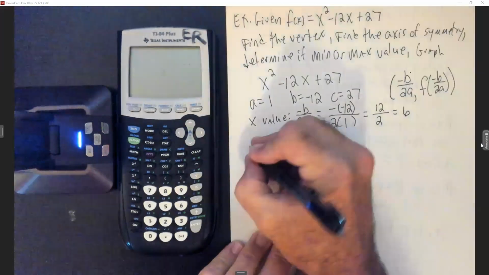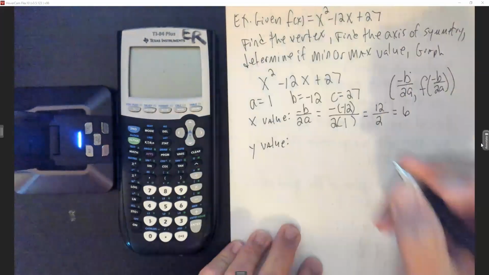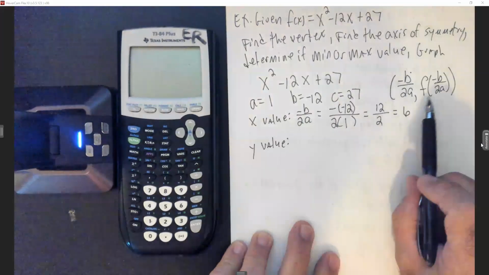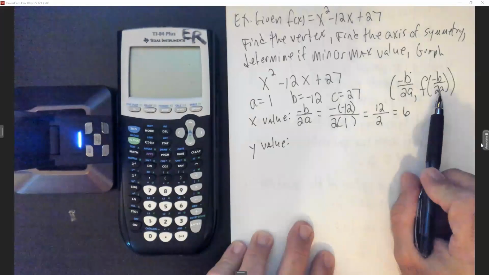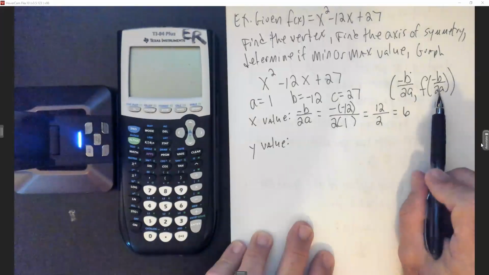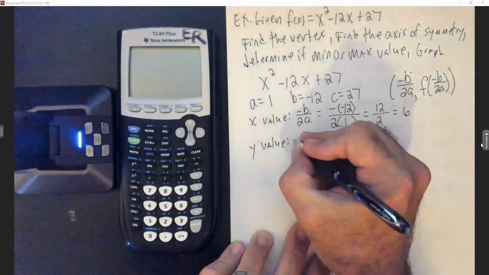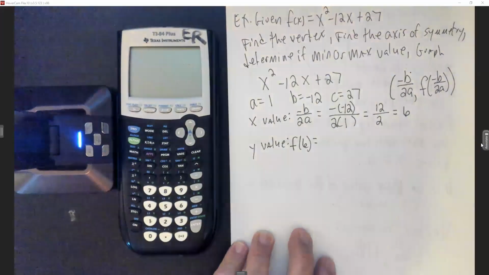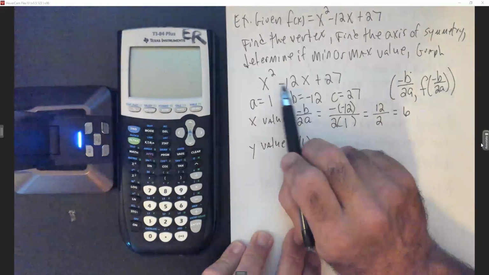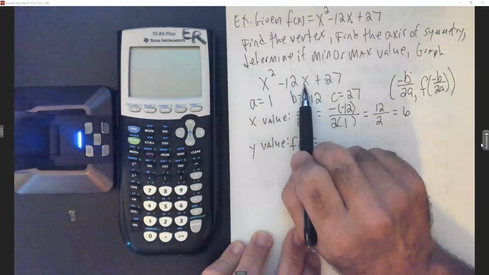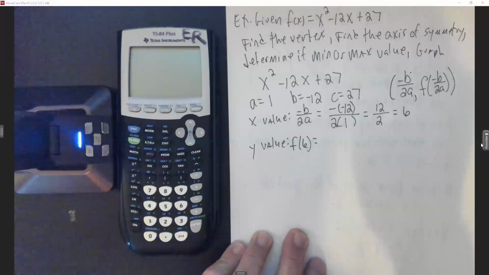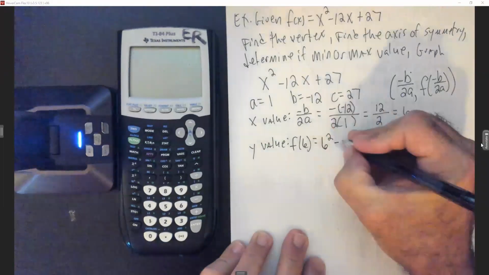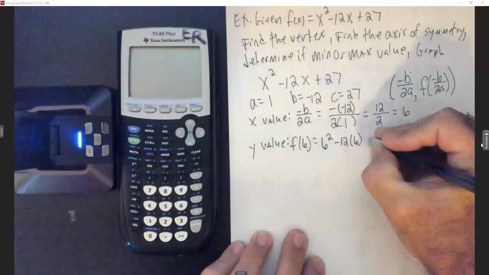So then it wants me to find the y value of my vertex. In the y value, it says take the function and put in whatever you got with the negative b over 2a. So my negative b over 2a was a 6. So I need to find f of 6. So f of 6 means we're going to take this function, and where they got an x, I'm going to put a 6. So I got 6 squared, which is x squared, minus 12 times 6 plus 27.